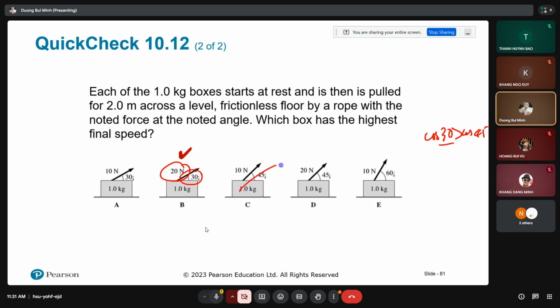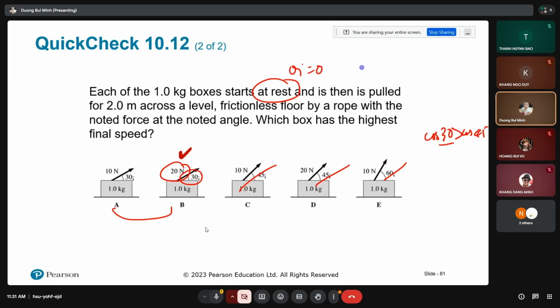So we delete this one, we don't care about this one, and we compare this one to this one, right? And here you get the higher magnitude, so you get higher final speed. Of course, the initial speed is at rest, right? The initial velocity is 0.